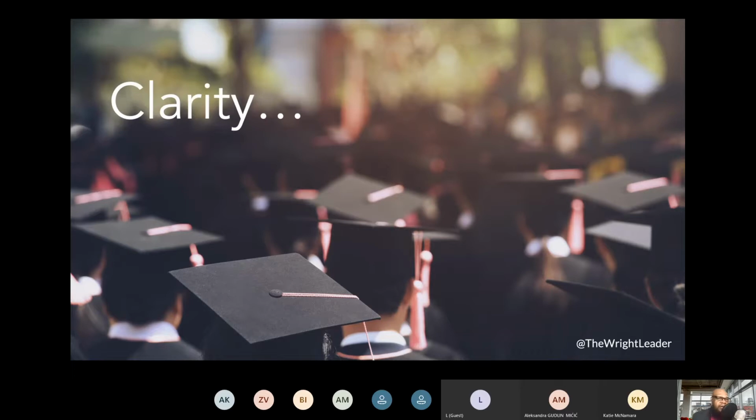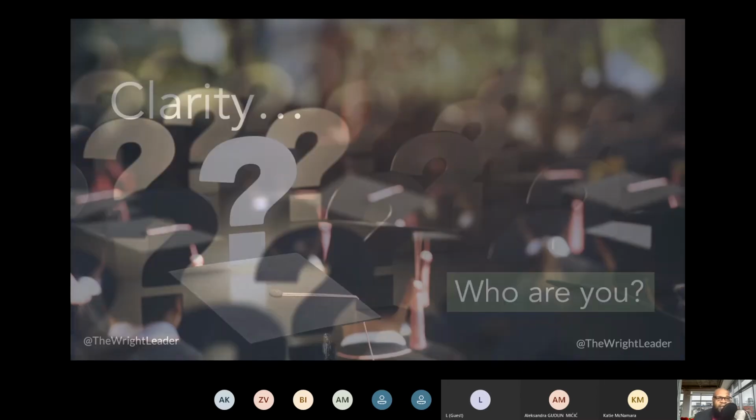Clarity. As we go through everything that I am so absolutely excited to share with you all today, what's one of the things I would like you to leave with? I'd like you to leave with clarity. That's what I would like for you to leave with, out of my own heart: clarity.